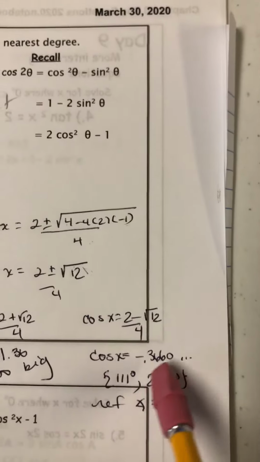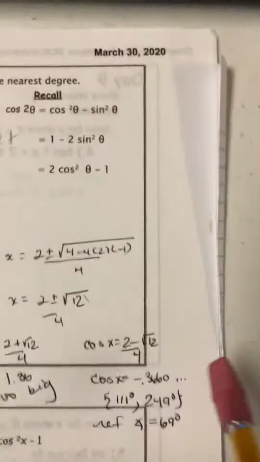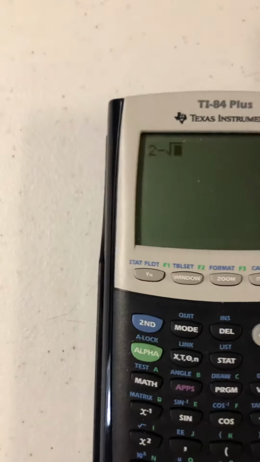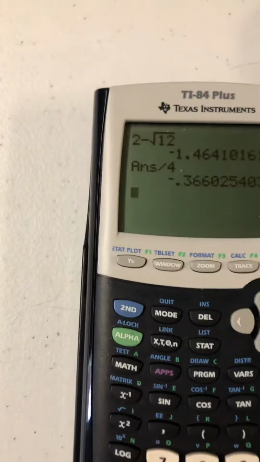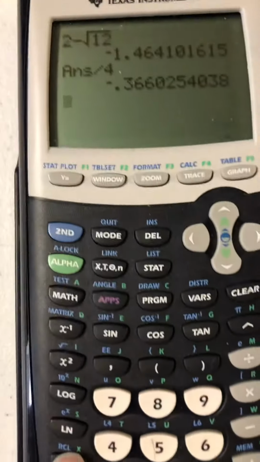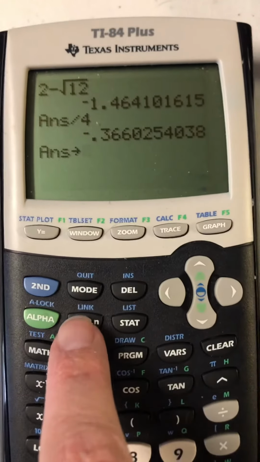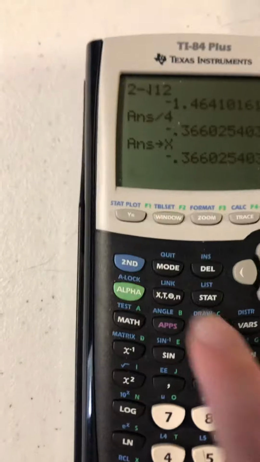I do get a reasonable decimal. And I didn't write all of it down, but you know what I did? I stored it on my calculator. So again, how do you store that answer? So 2 minus the square root of 12, then divide by 4. I took this answer, I hit the store button down here, under LN, store, and I chose the variable x and enter. So I stored that, so now I can find the angle.